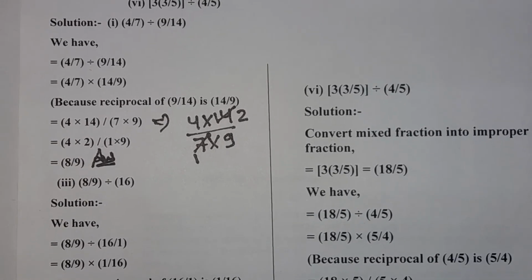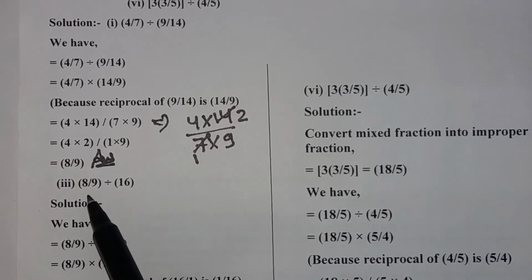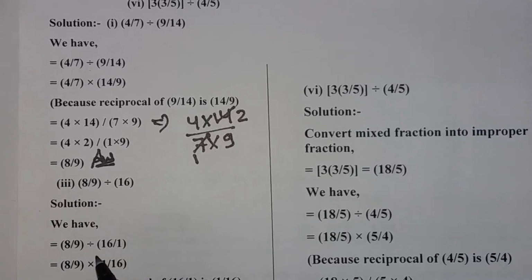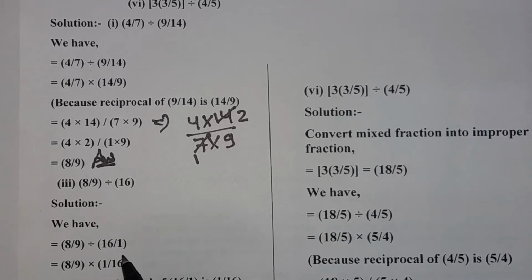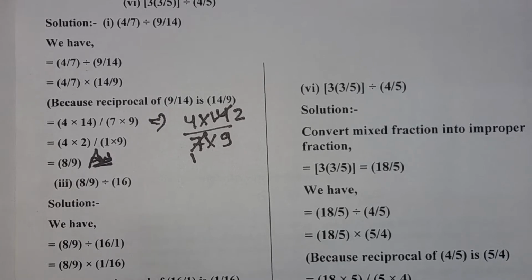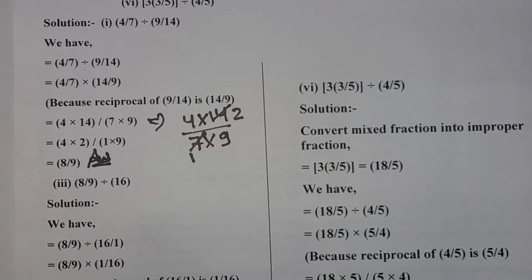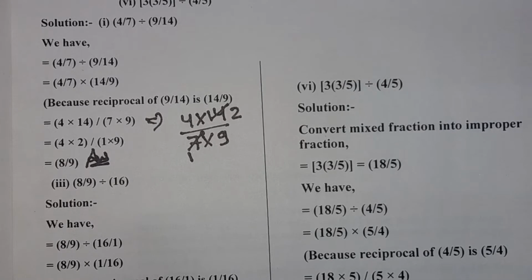Now see the third part. Here we are given 8 upon 9 divided by 16. So here 8 upon 9 divided by 16 upon 1. By converting this division sign into a multiplication sign, it will be 1 upon 16. As we know, the reciprocal of 16 upon 1 is 1 upon 16. So here 8 will multiply by 1. So 8 into 1 upon 9 into 16.